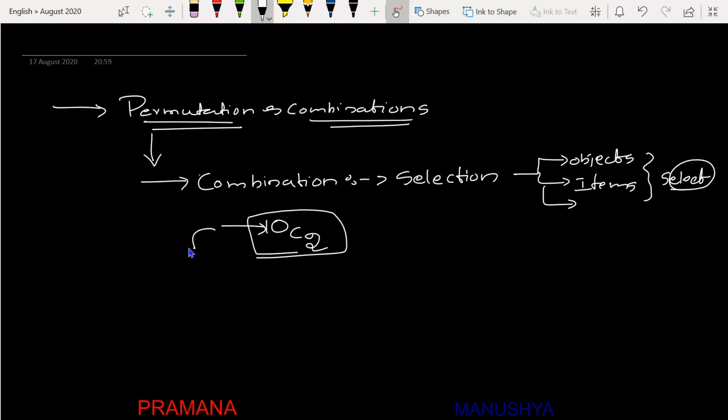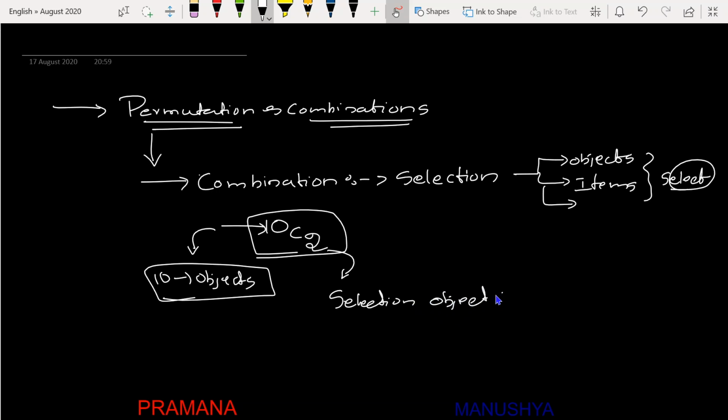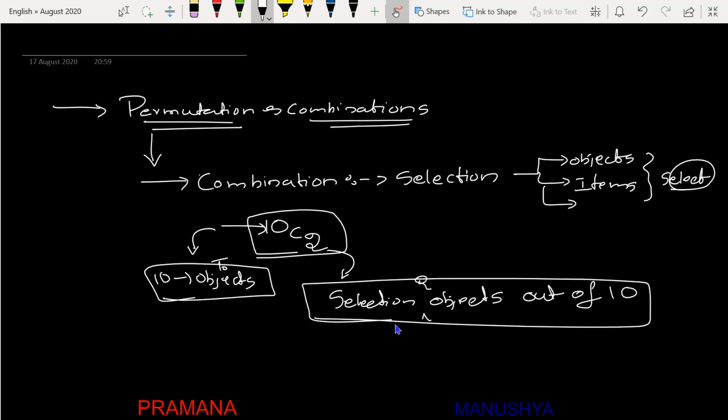So here 10 indicates 10 total objects, and 2 indicates selection of two objects out of 10. So this is like 10C2. Okay, so if we have 5 people, we have to select only 3. That will be indicated by 5C3. So selection of 3 people out of total 5 people.